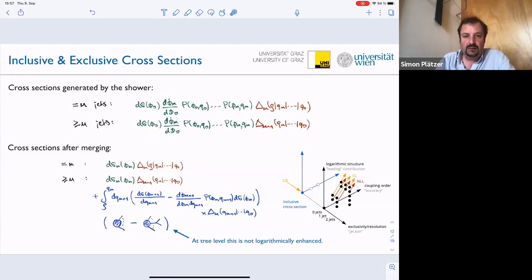So let's have a look at a bit more details of what we produce by these merging algorithms. And this is a development which has been driven a few years after these first merging algorithms became available, and was mainly triggered by trying to push the thing to next to leading order. But let's not go on so quickly. Let's just have a look at what happens at leading order and ask, how is it different now from what we would have done with just the shower?